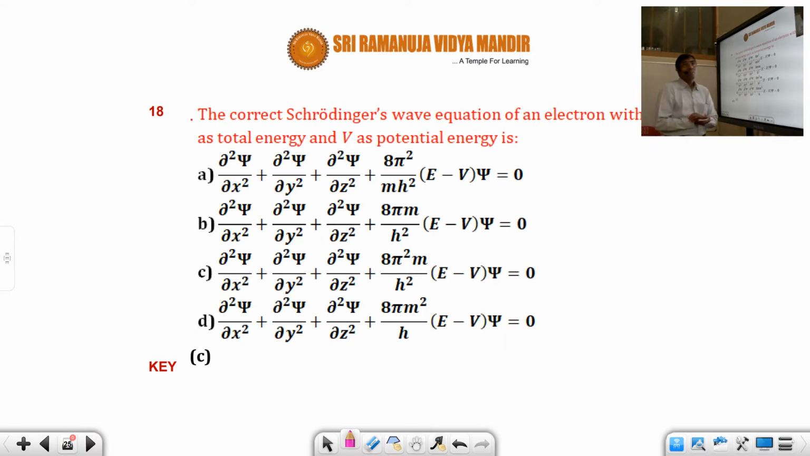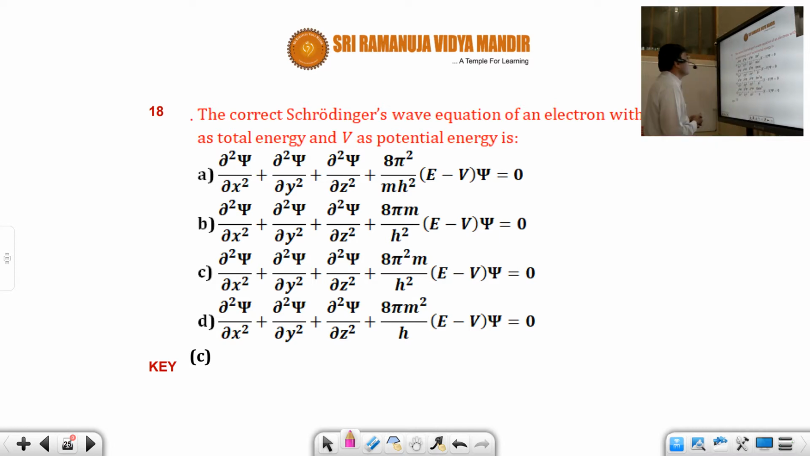A pretty easy question. Schrodinger's wave equation. What is Schrodinger's wave equation? Dou square psi by dou x square plus dou square psi by dou y square plus dou square psi by dou z square plus 8 pi square m by h square into E minus V is equal to 0. E minus V means kinetic energy.